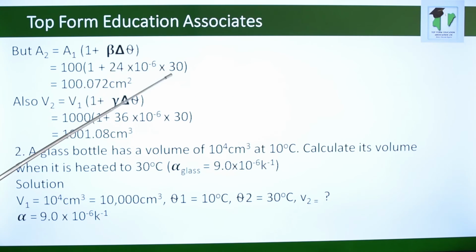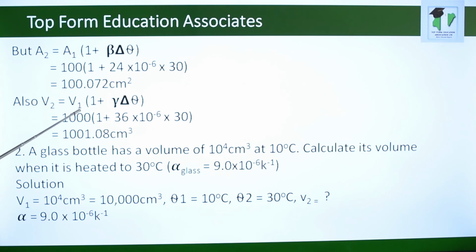The change in theta is 30 Kelvin. So I assume the initial is 0 Kelvin to the final temperature, which is 30. 30 minus 0 is what? 30. We have 30 Kelvin. So if you multiply out the whole of this, plus this, multiply by 100, finally will give you 100.072 cm squared. You multiply this out first. Plus 1 times 100, you have 100.072 cm squared.